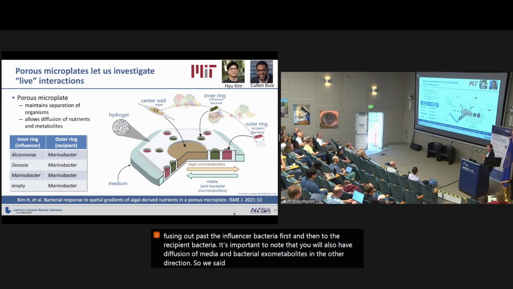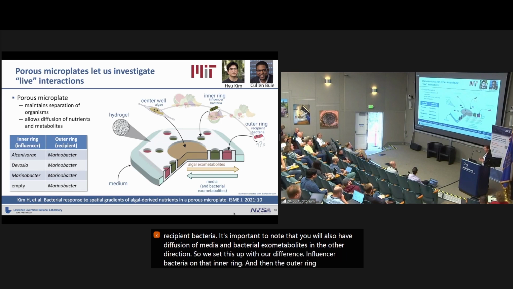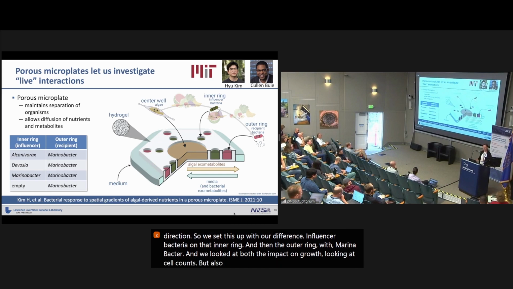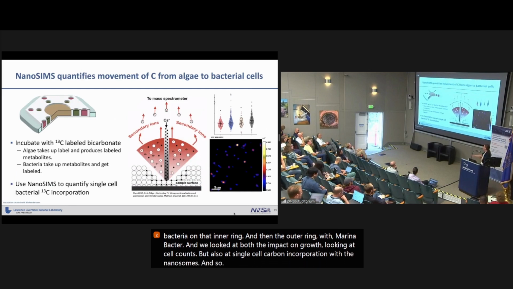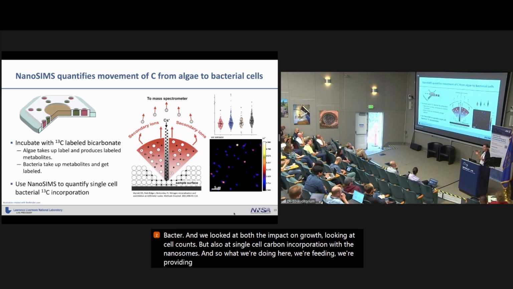So we set this up with our different influencer bacteria on that inner ring, and then the outer ring with Marinobacter. And we looked at both the impact on growth, looking at cell counts, but also at single cell carbon incorporation with the nanoSIMS. And so what we're doing here, we're providing 13C labeled bicarbonate.